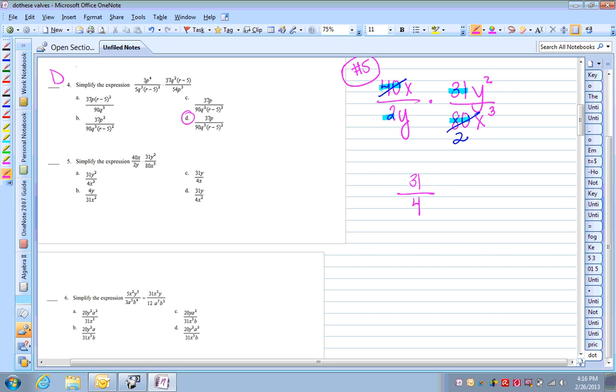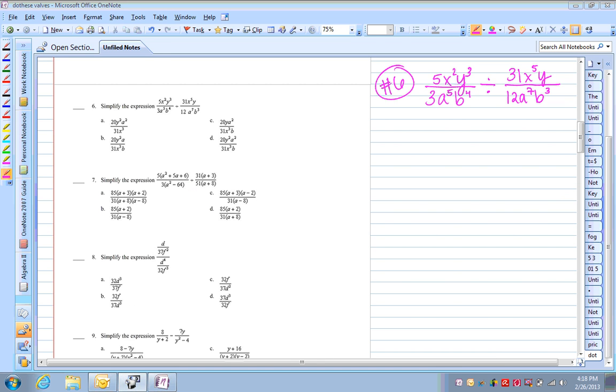Okay, now I'm going to look at my x's. So I have 1 x on the top and 3 x's on the bottom. So the bottom wins out by 2. There are 2 more x's on the bottom than there are on the top, so we write it as x squared. Then I go ahead and look at my y's. I have 2 y's on the top and 1 y on the bottom. So the y's on the top win out by 1. So we write y to the 1st power on top. And the answer choice that matches what we just came up with is D. So the answer to number 5 is D. Moving on to number 6.